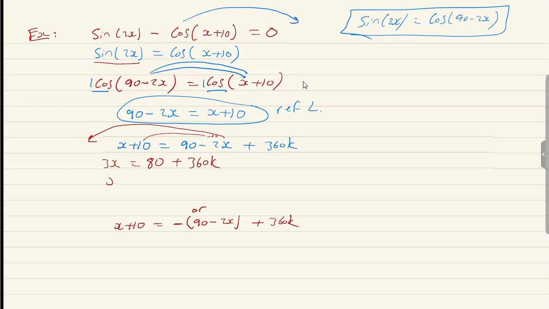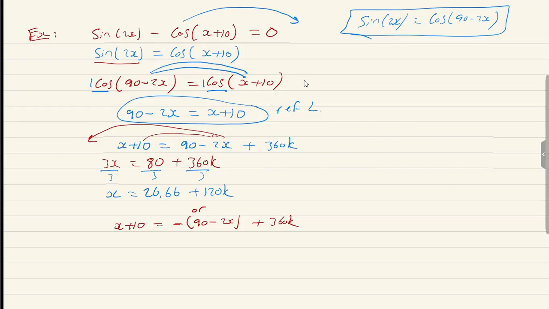X is equal to 80 divided by 3, which is 26.66, plus 120k. And the second, now you will see for negative, it doesn't matter.